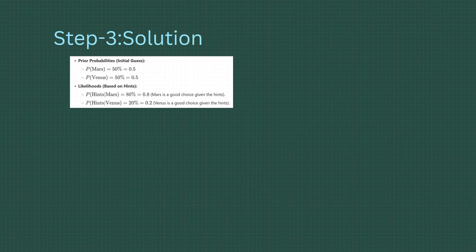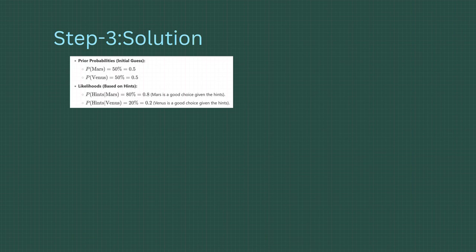So let's go into the mathematical way. The probability of Mars is 50%, which is 0.5. The probability of Venus is 50%, 0.5. So before we get hints, we have the probability of 50% and 50%. Now we get the hints.